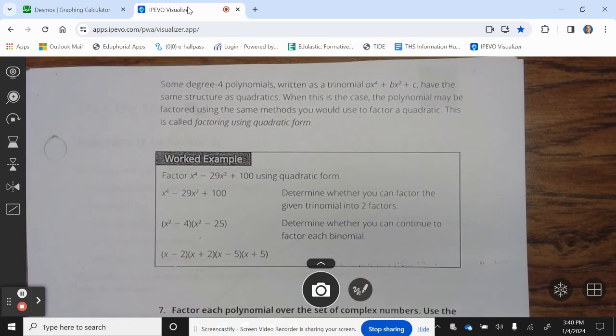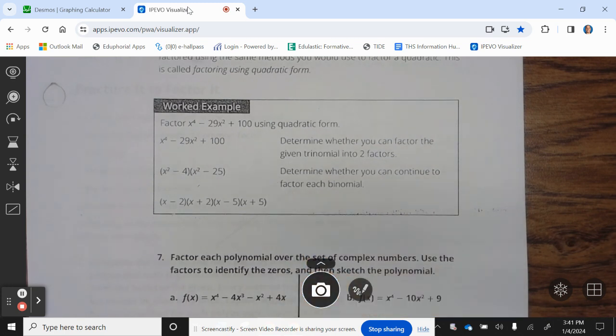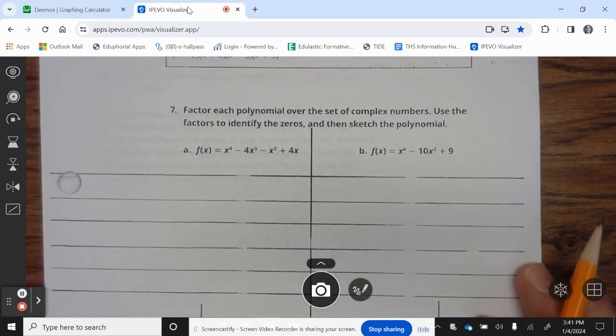Some degree 4 polynomials written as a trinomial ax to the fourth plus bx squared plus c have the same structure as quadratics. When this is the case, the polynomial may be factored using the same methods you would use to factor a quadratic. This is called factoring using quadratic form. All right, you can read over the worked example. Let's take a look at number 7.